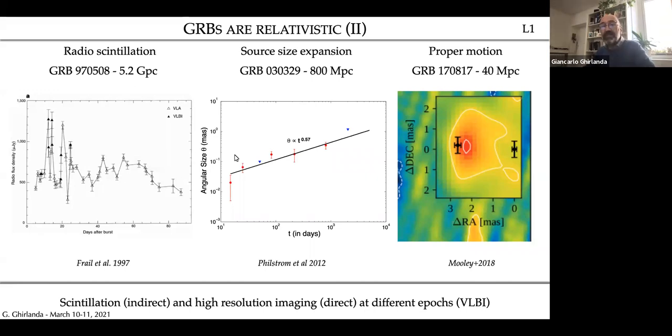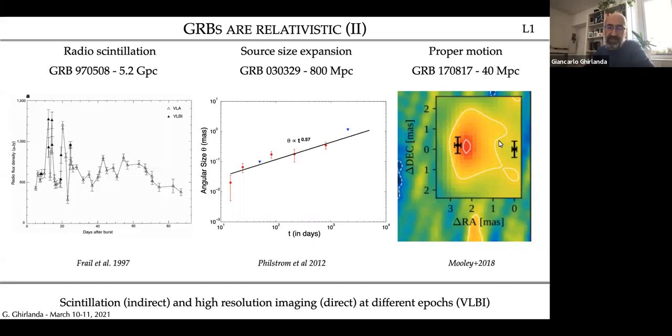More direct evidence instead was obtained by measuring directly the angular size of the source as a function of time. For instance, in this burst here, up to nearly 1,000 days, it was possible to see a considerable growth in the size of the source.